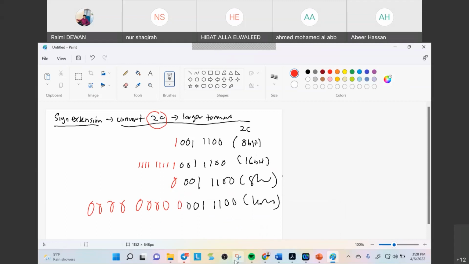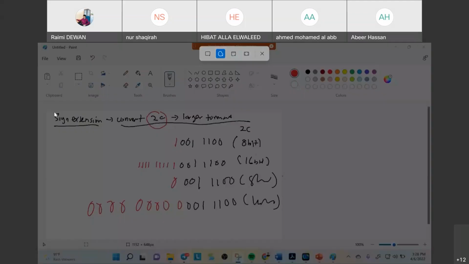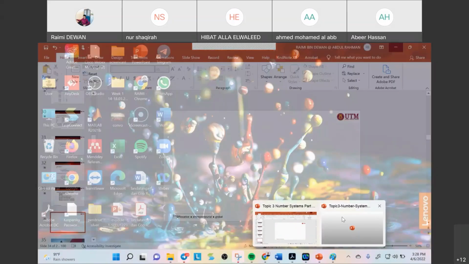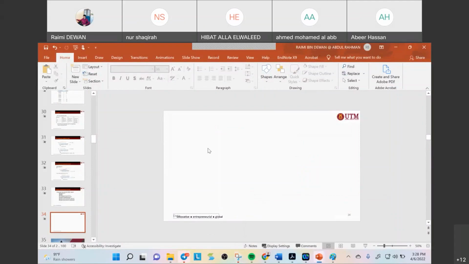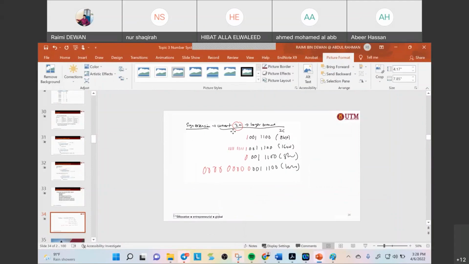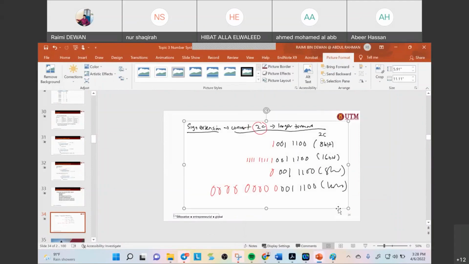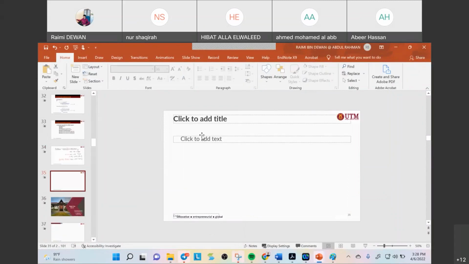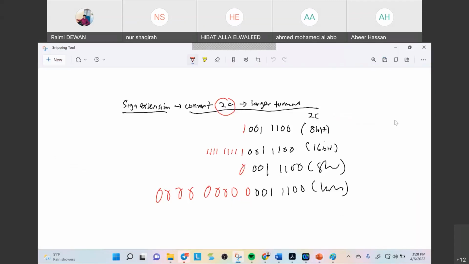Okay, so I take this, I screen, wait, put into our slide. Here. Okay, so the next one we're going to study is what we call offset binary.